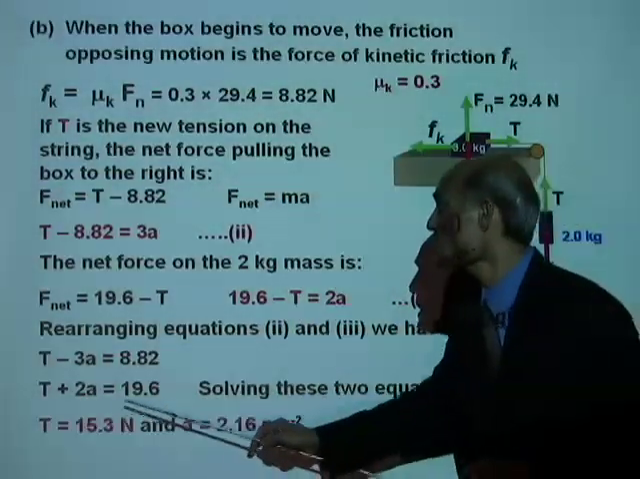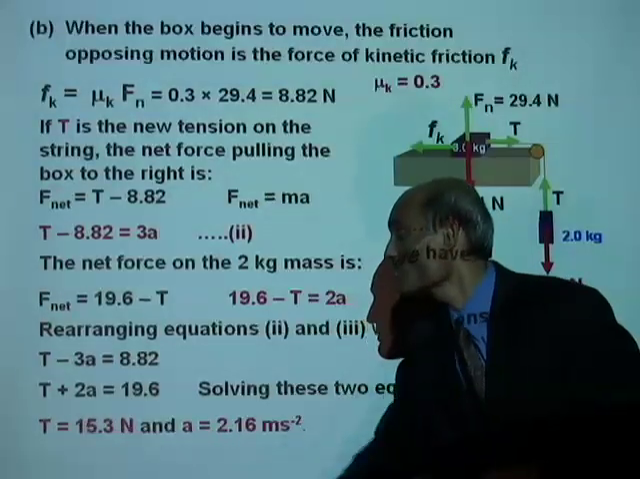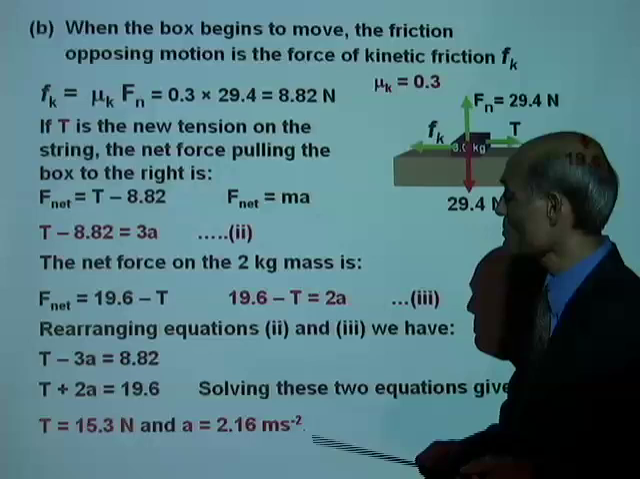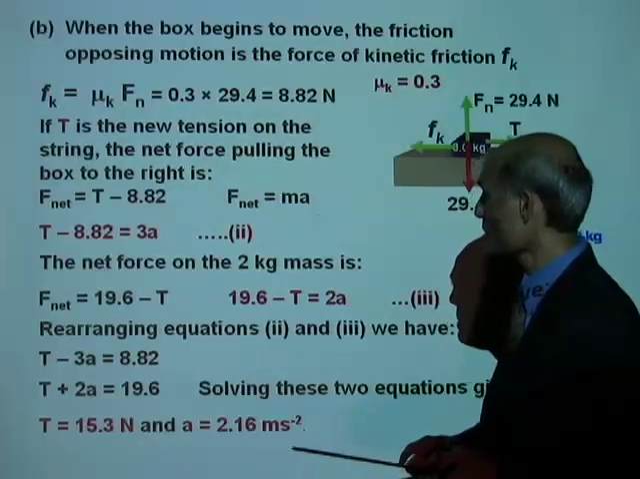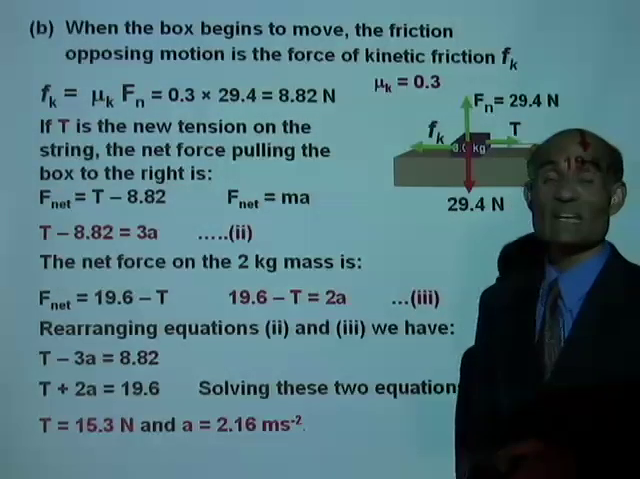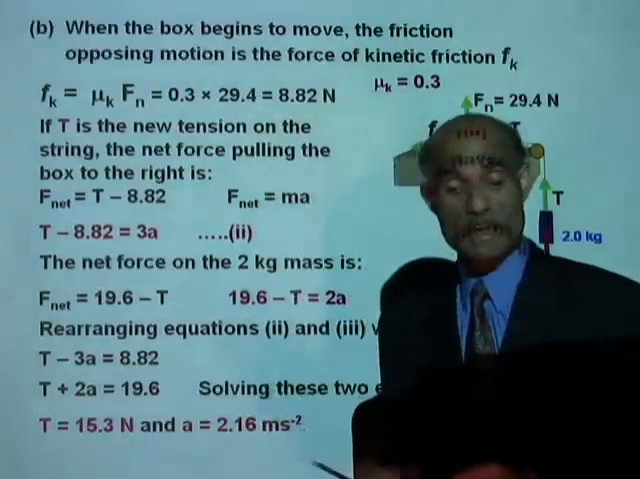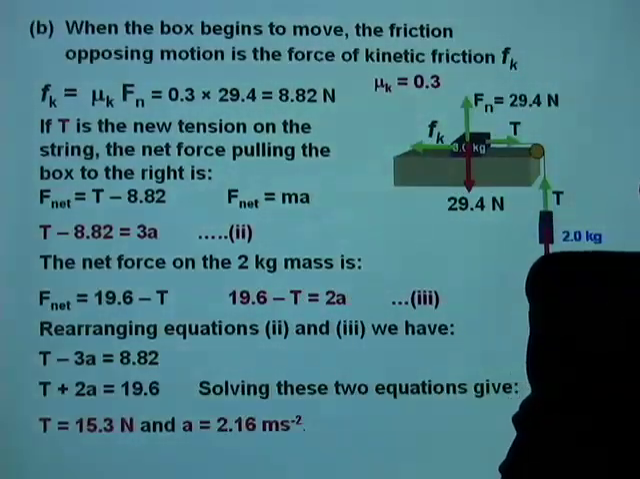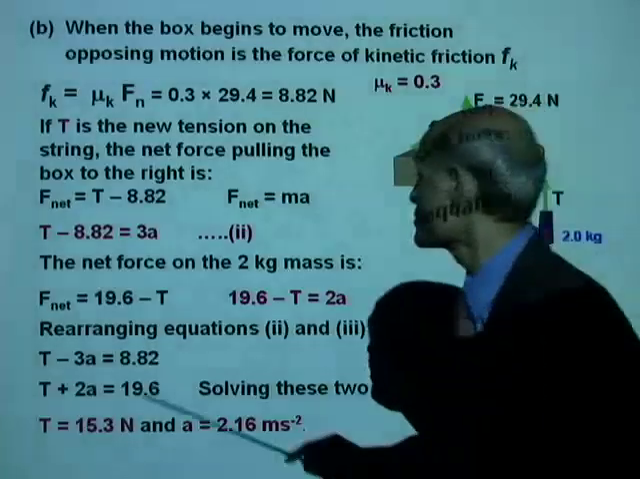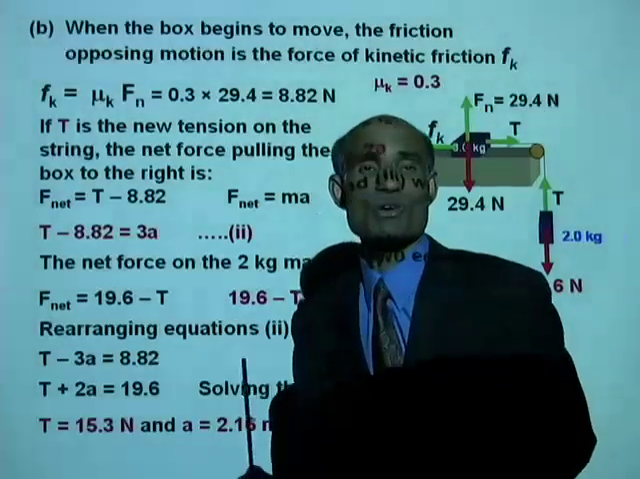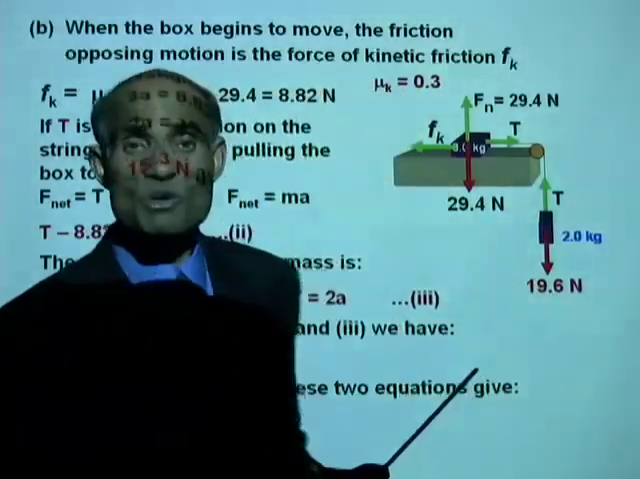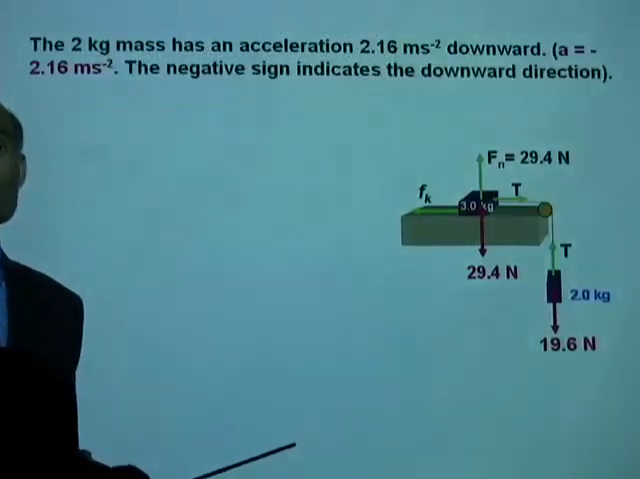And solving gives you T equal to 15.3 Newton and A equal to 21.6 meter per second squared. Now this is a very important type of problem, and it'll be useful that you learn how to solve these problems. Okay, let's move on to the next problem.